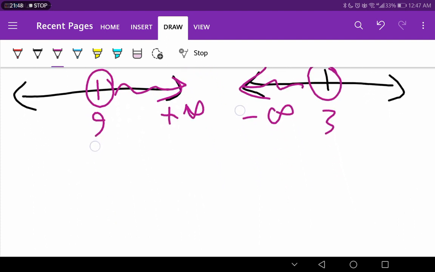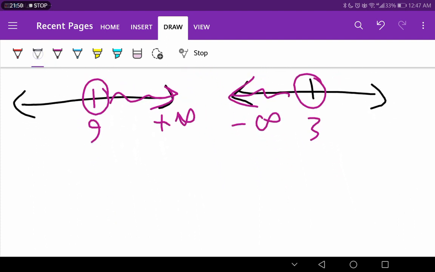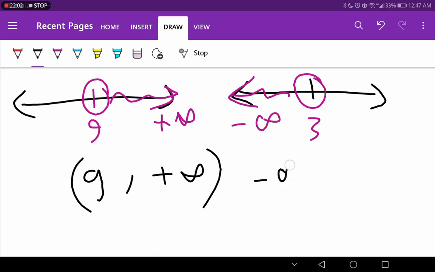You want to write the interval? Go ahead. Drop the 9, drop the positive infinity, put the comma between them. This is open, and this is open all the time. Here, drop the negative infinity. This is OR, okay. Drop the 3 and open this, and this open also. We're done.